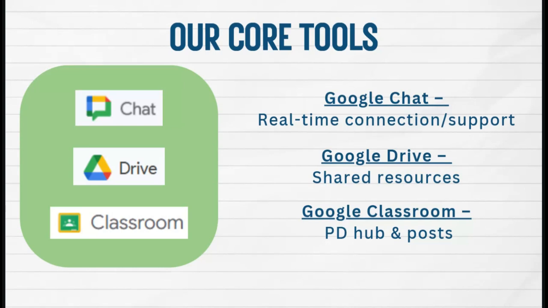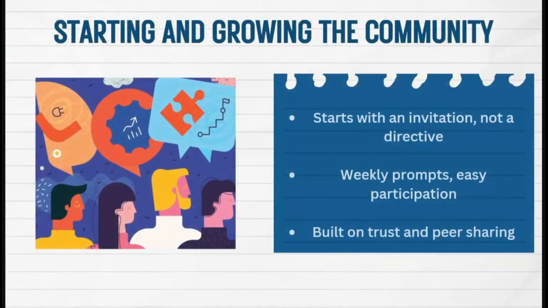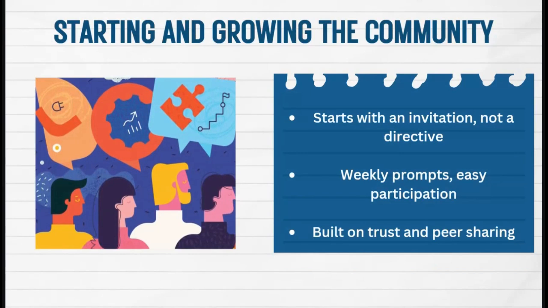Google Chat will bring energy and be the glue our community needs. It's perfect for quick updates, theme threads, or even just celebrating small wins. It's an informal but powerful way to stay connected. By combining these three tools, we're creating an environment that's both structured and social, just like any strong learning community should be. So, how do we build this connected learning community?